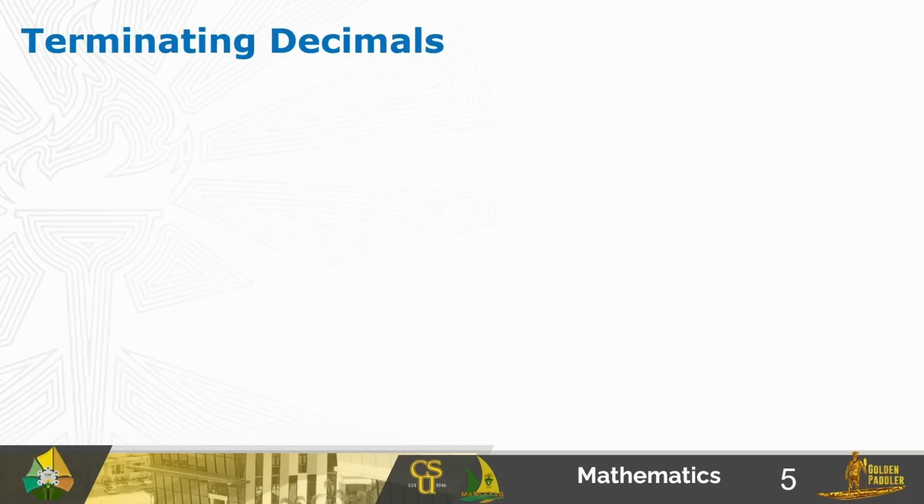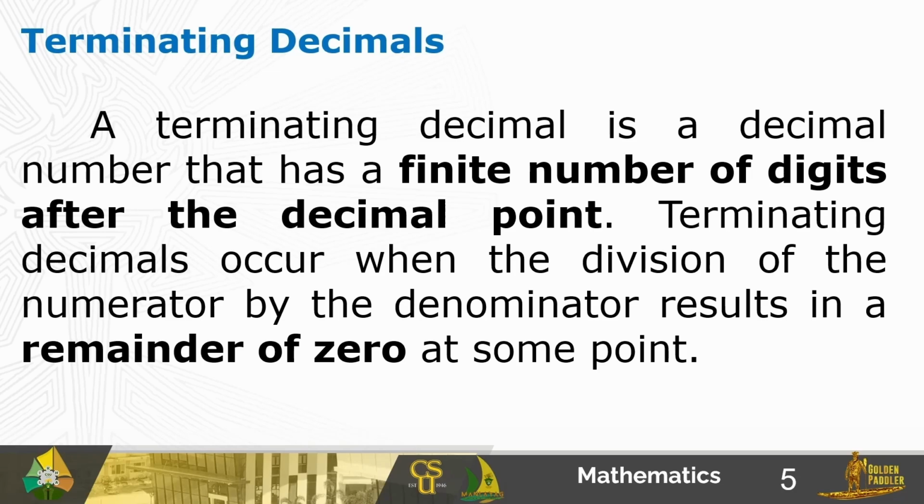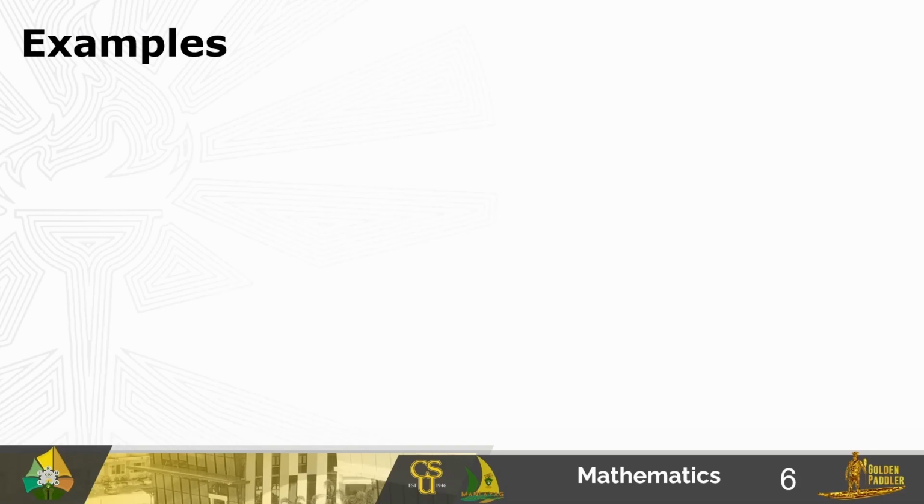A terminating decimal is a decimal number that has a finite number of digits after the decimal point. Terminating decimals occur when the division of the numerator by the denominator results in a remainder of 0 at some point, meaning it will cut the number. So the number has a finite number of digits after the decimal point. Let's have some examples.